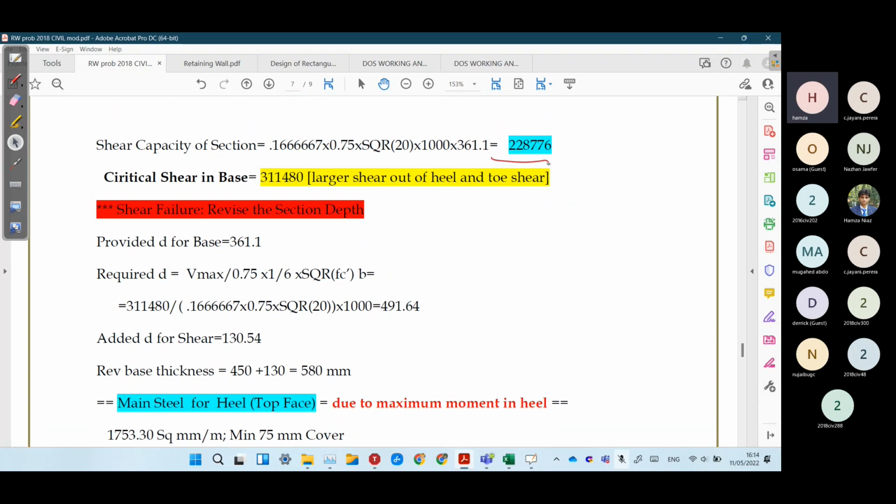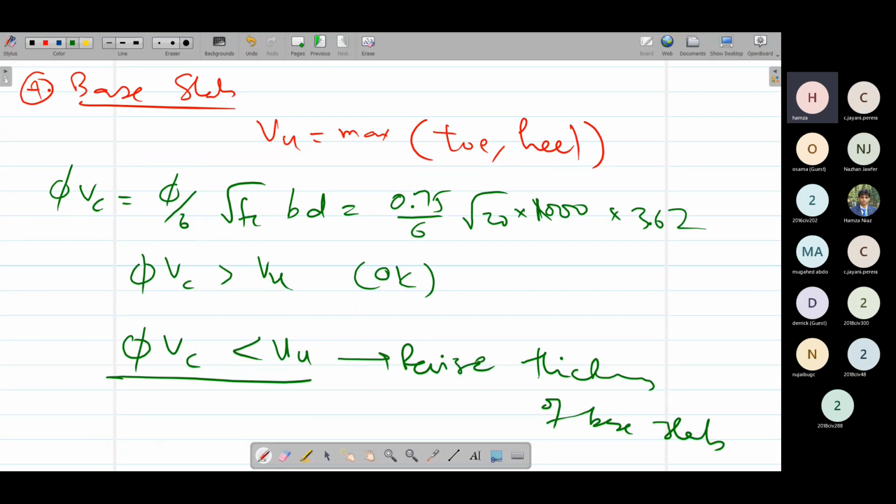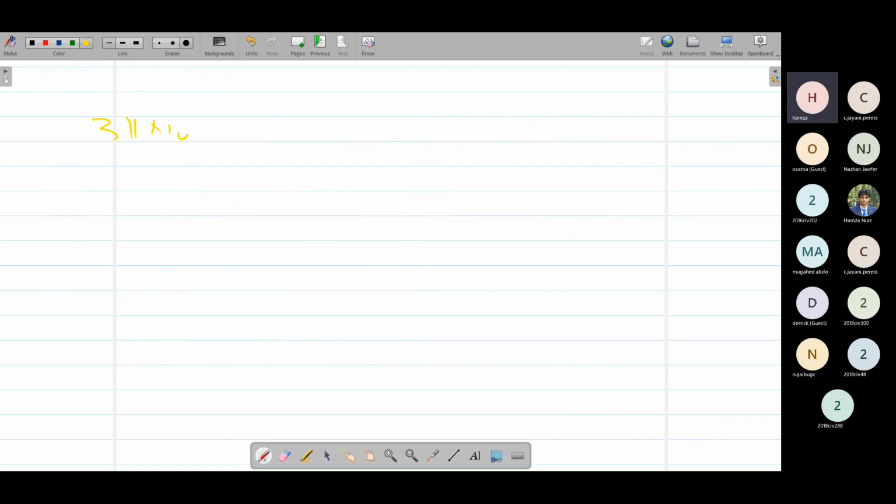Our phi Vc was 228 kilonewtons and Vu was 311 kilonewtons. So in this case, if phi Vc is less than Vu, simply plug in the Vu and calculate. That Vu is equal to 5 over 6 times phi lambda into D, and calculate the D value. So putting here 311 into 10 to the power 3, that is in kilonewtons, times 0.75 over 6 times under root 20 times 1000 times D.